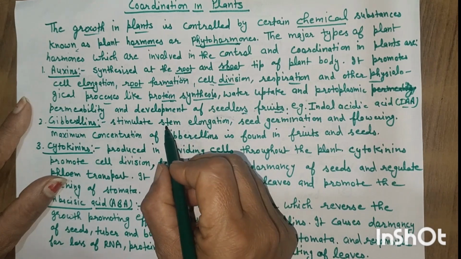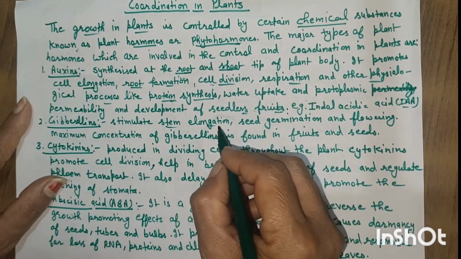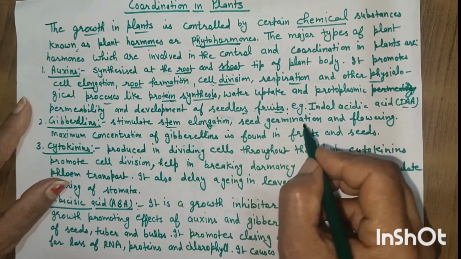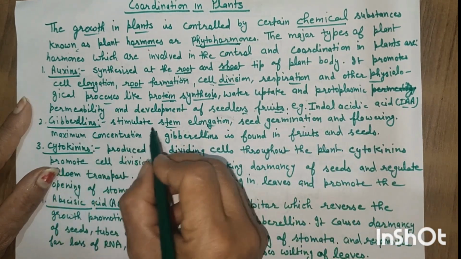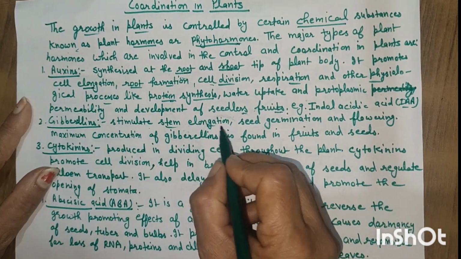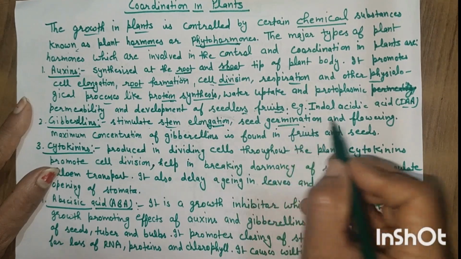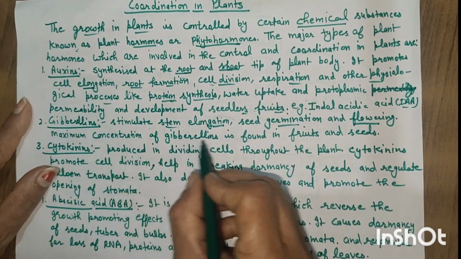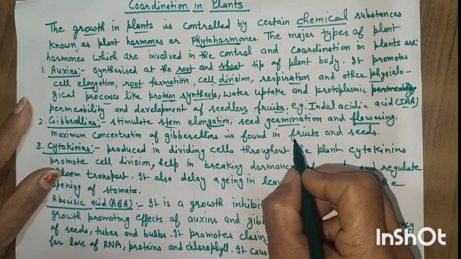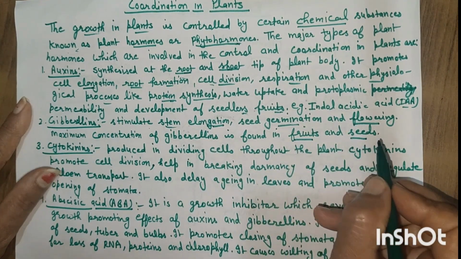Second is gibberellin. Gibberellin functions: it stimulates stem elongation, seed germination and flowering. Maximum concentration of gibberellin is found in the roots and seeds.